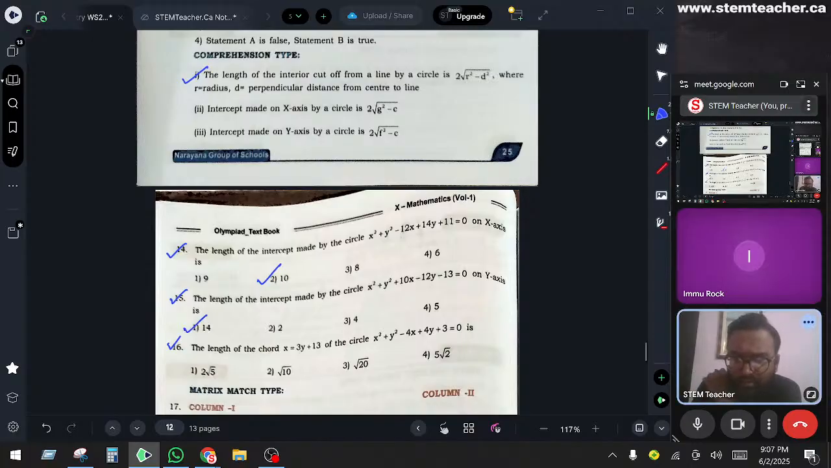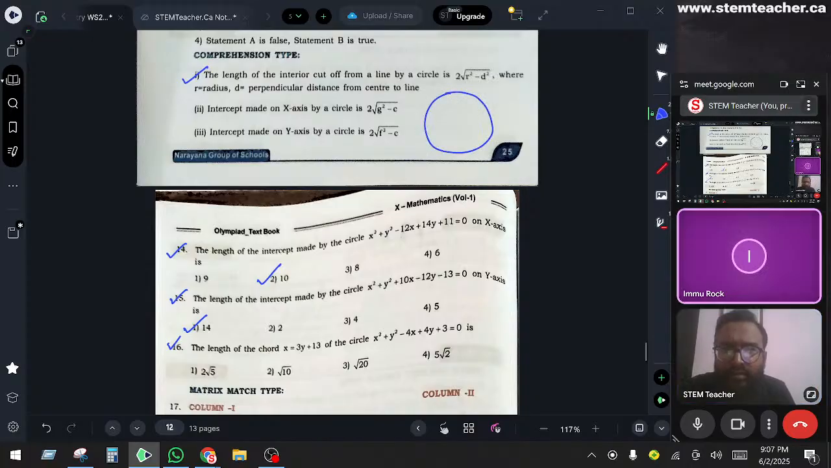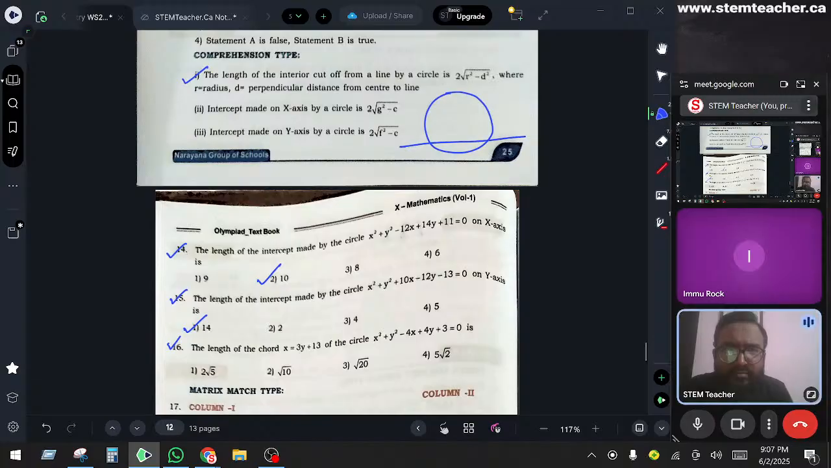Now the length of chord. Okay. Length of chord means that is intercept only. See, this is a circle. Okay. A line cuts. So this is chord na circle के लिए तो. Okay. This is chord. This is radius. Okay. And D is this perpendicular distance.